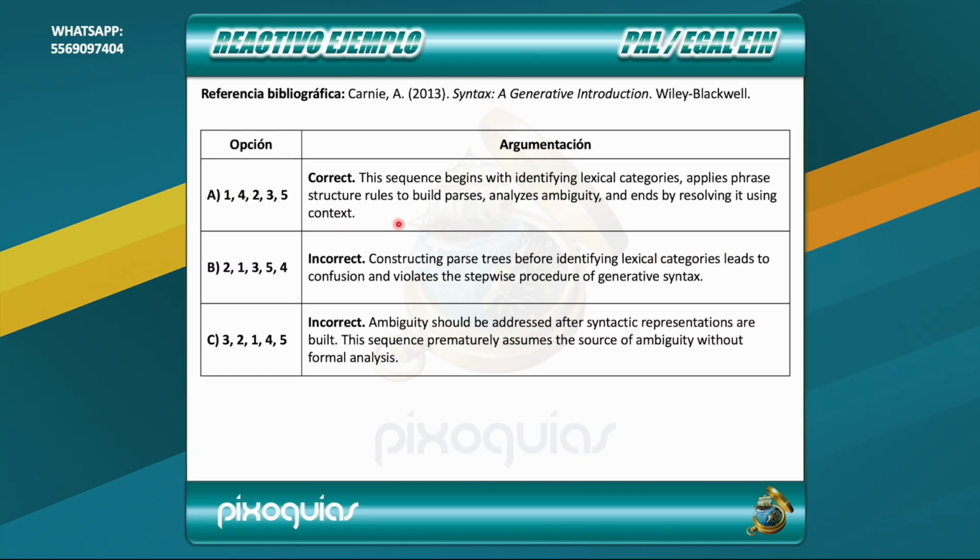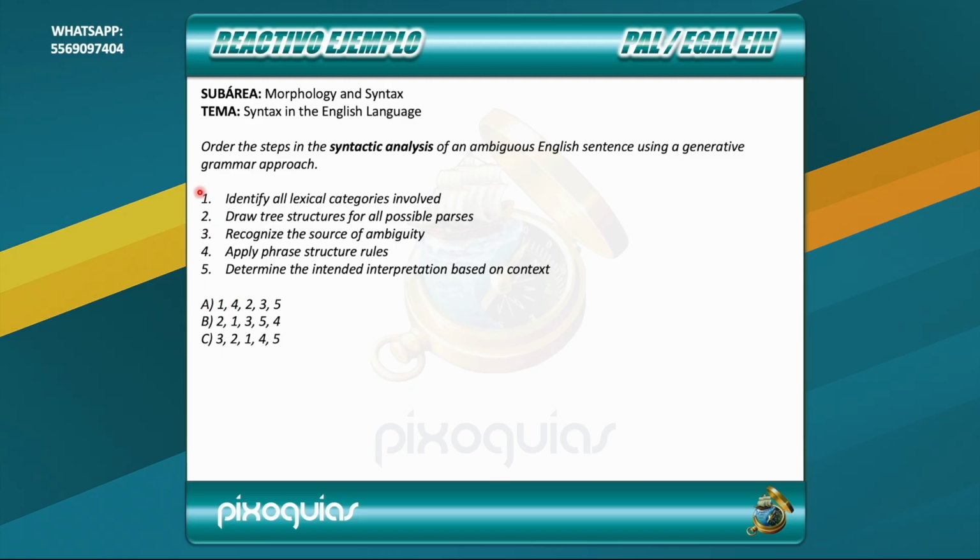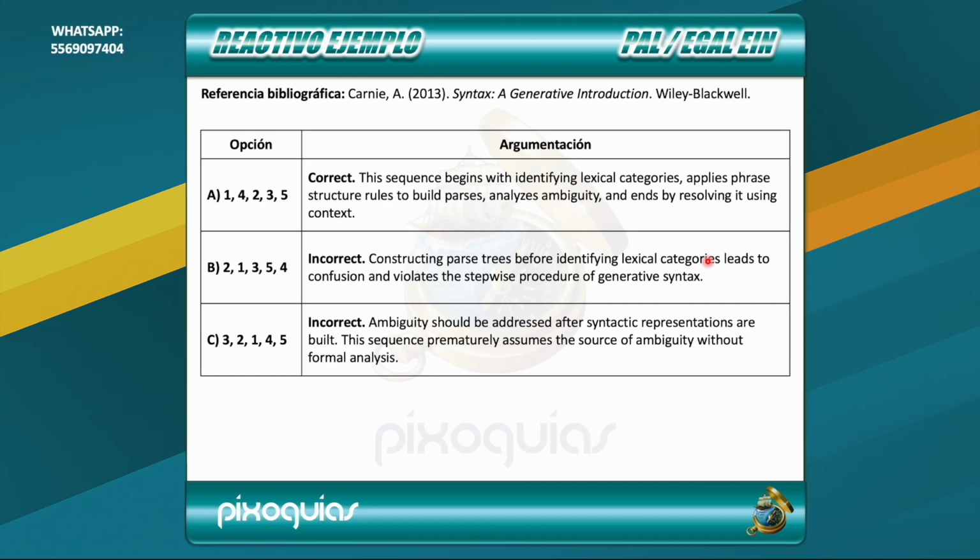The sequence is: first, 1. Identify all lexical categories involved. 4. Apply phrase structure rules. 2. Draw tree structures for all possible parses. 3. Recognize the source of ambiguity. And 5. Determine the intended interpretation based on context. This is the correct sequence because it begins with identifying lexical categories, applies phrase structure rules to build parses and analyzes ambiguity, and ends by resolving it using context.